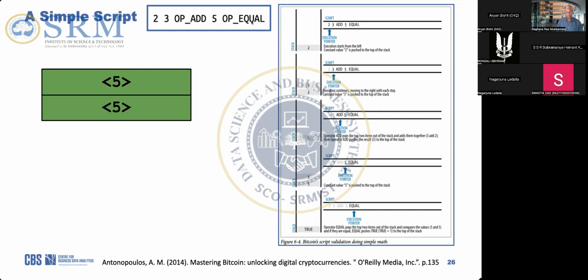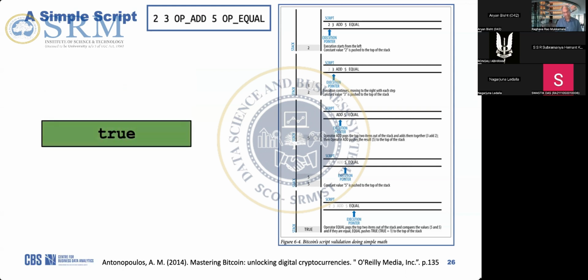And then we come to the last step, op equal. So we copy this op equal onto the stack, and then we execute the op equal. So it checks the equality between the 2 preceding numbers, 5 and 5. Since it is equal, it will replace the stack and give you true.